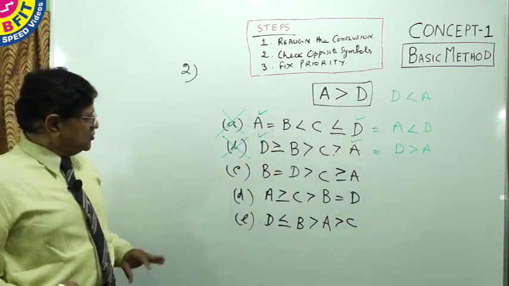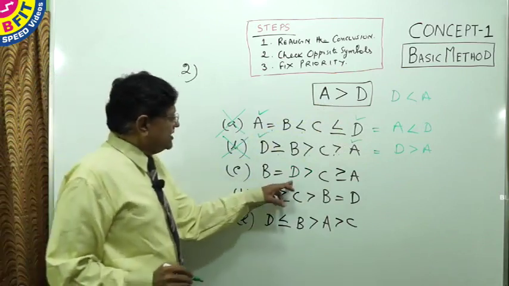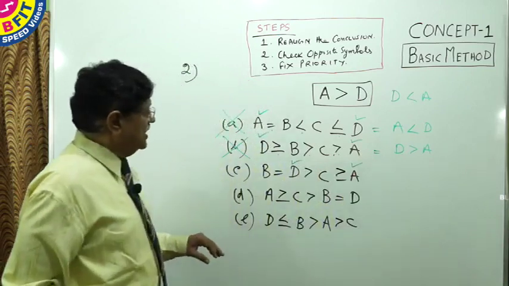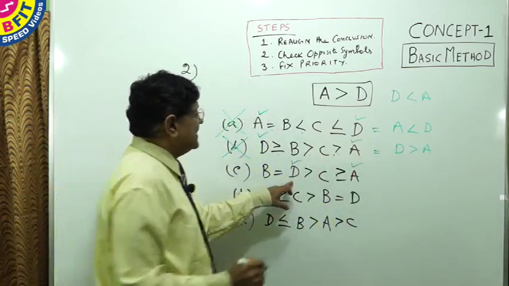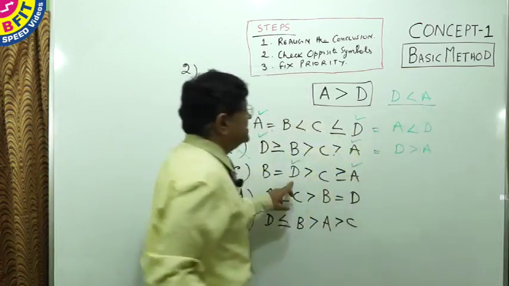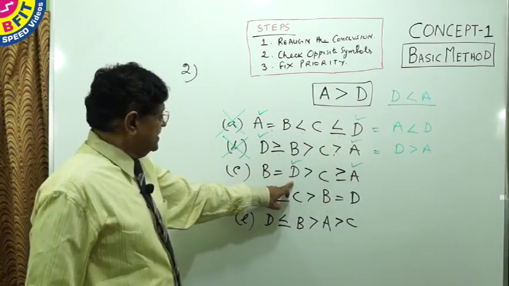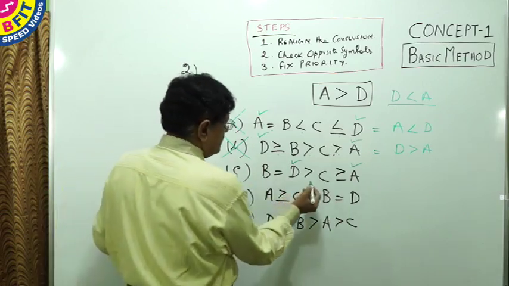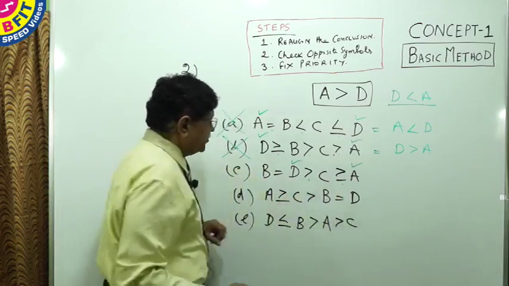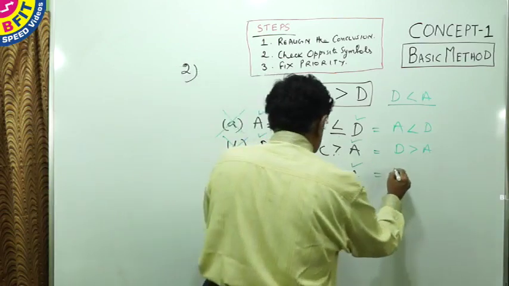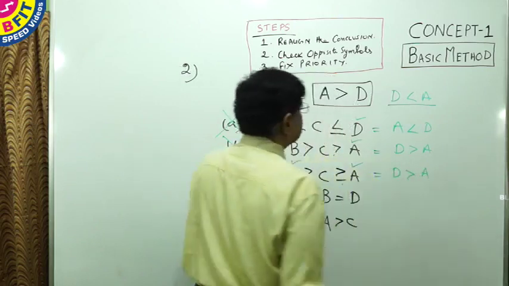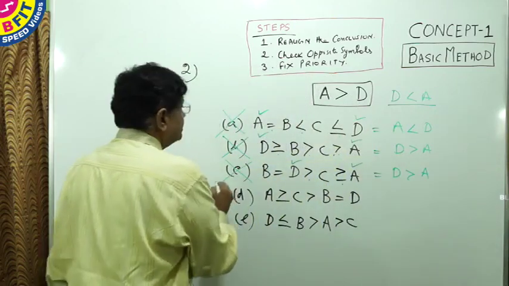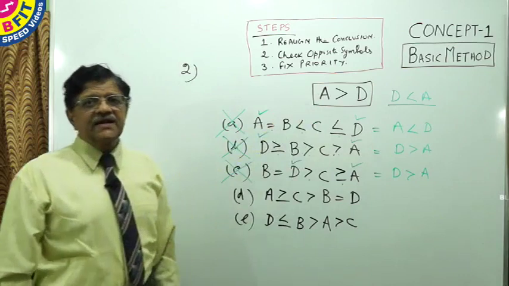Let us go to the third expression. Where are the elements A and D? A is here, D is here. Again we have to verify whether D is less than A is true or not. Between D and A, the symbols are greater than and equal to. Therefore this will give rise to the conclusion D is greater than A again. But we want D is less than A. Therefore this expression will also not give rise to the conclusion A is greater than D.